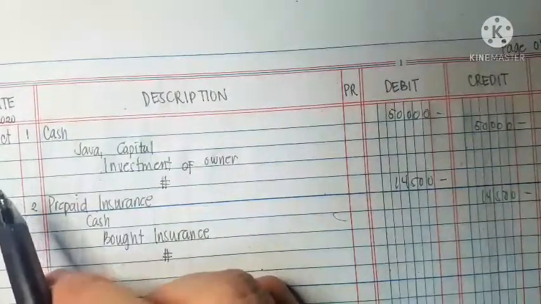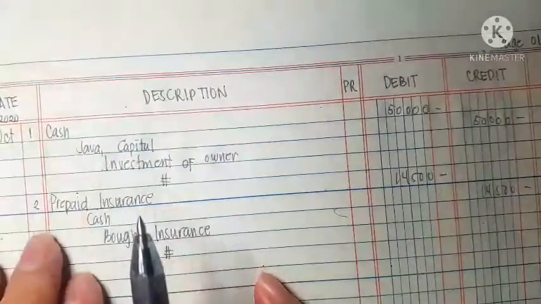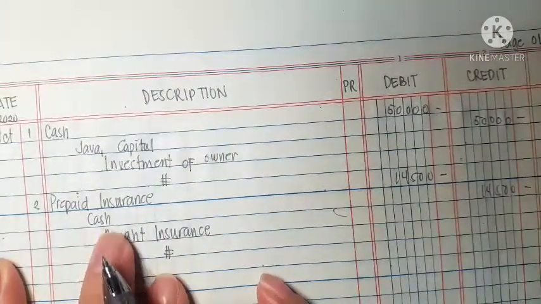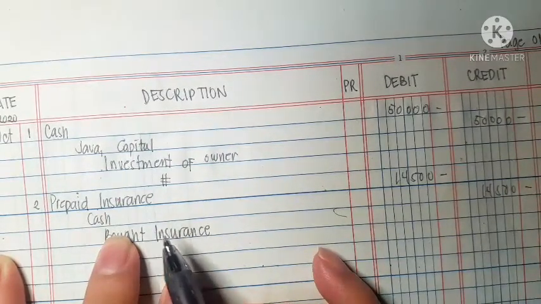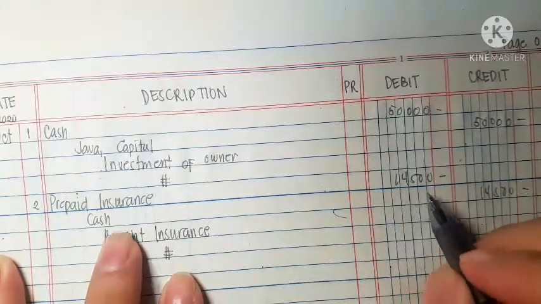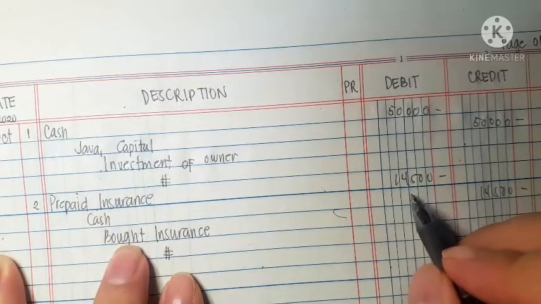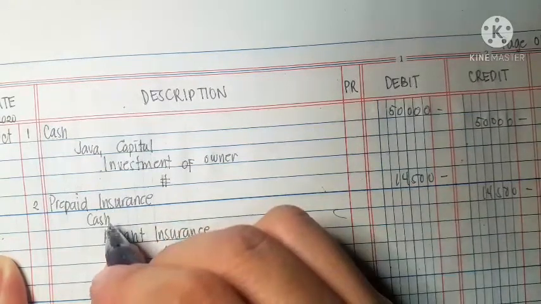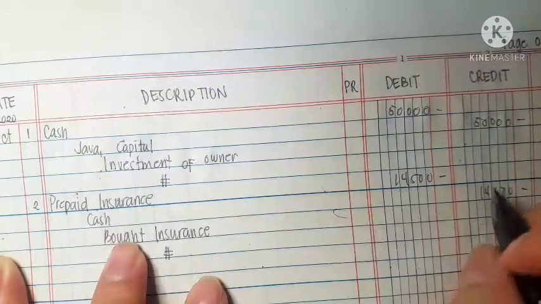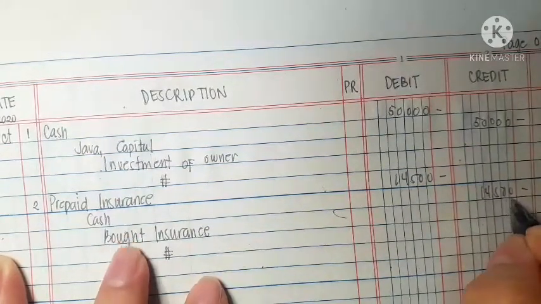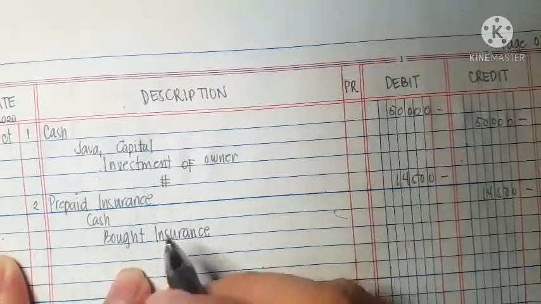So on October 2, 2020, there is an increase in asset, particularly prepaid insurance. So we debit prepaid insurance for 14,500. And there is a decrease in asset, particularly cash. So we credit cash for 14,500. Explanation: bought insurance.